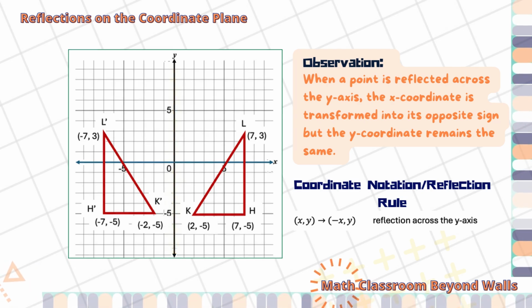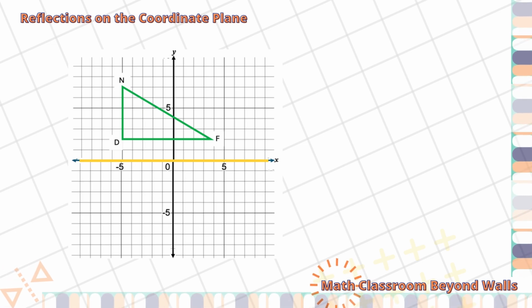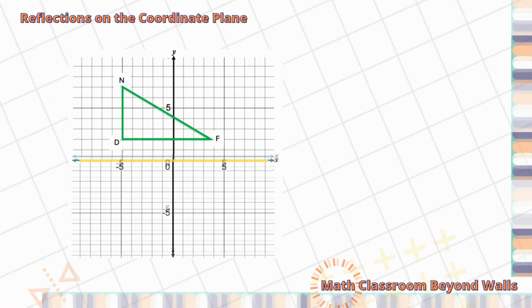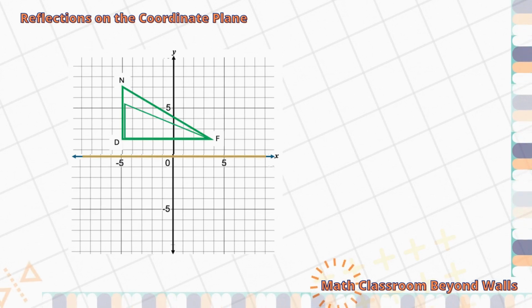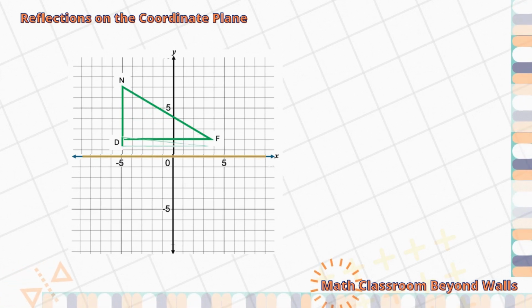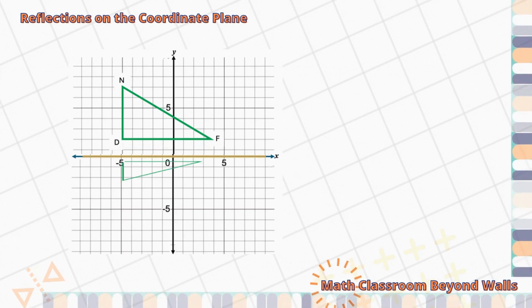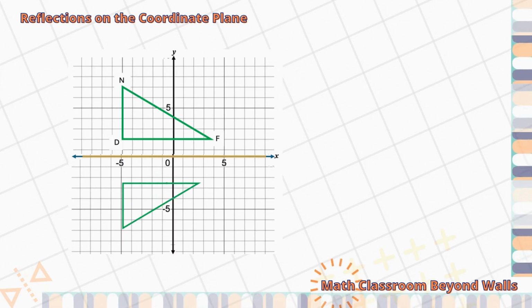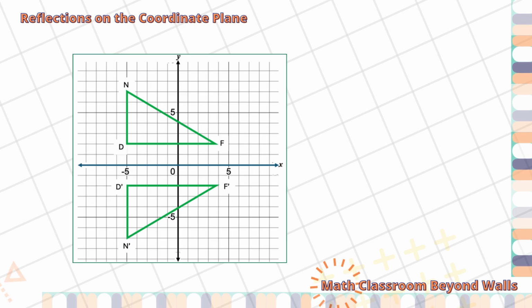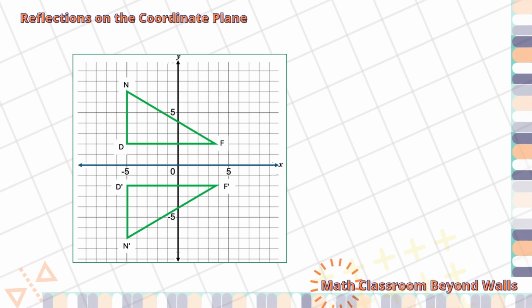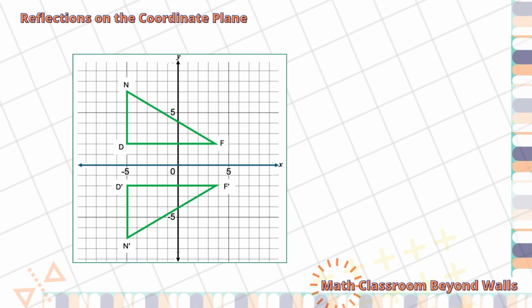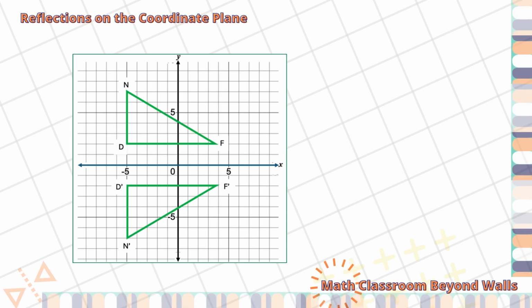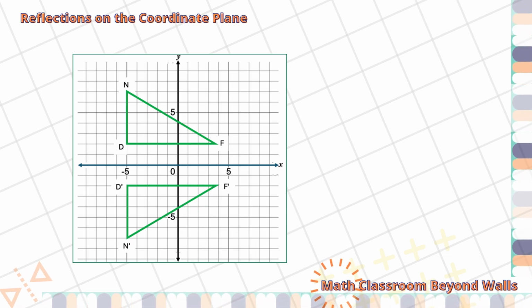When a figure is reflected across the x-axis, it looks like this. Here, triangle NFD is reflected across the x-axis to form triangle N prime, F prime, D prime. We will get the coordinates of the corresponding vertices so we can investigate how the coordinates of the image are changed after the reflection.